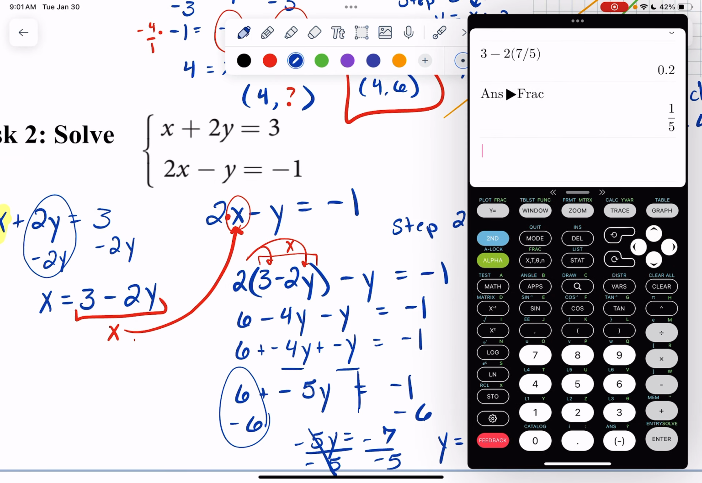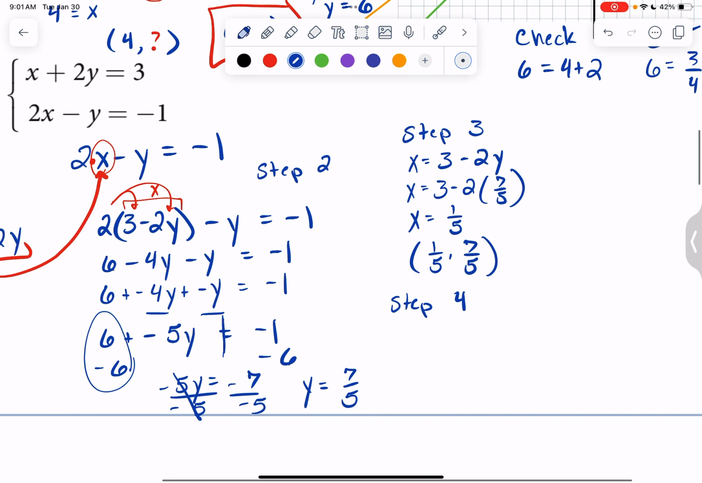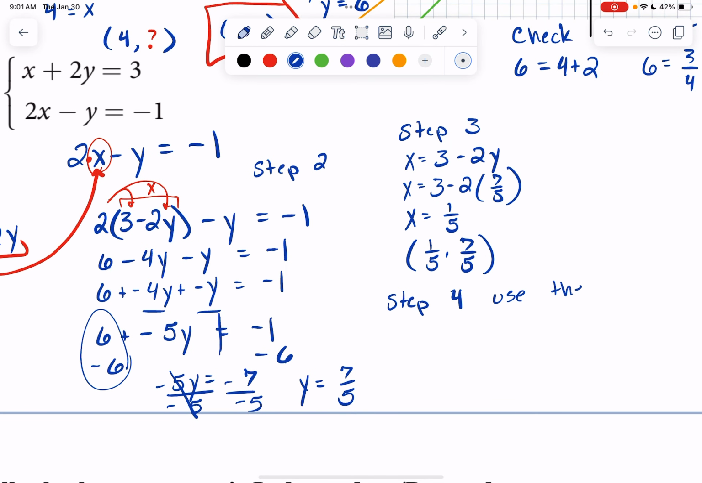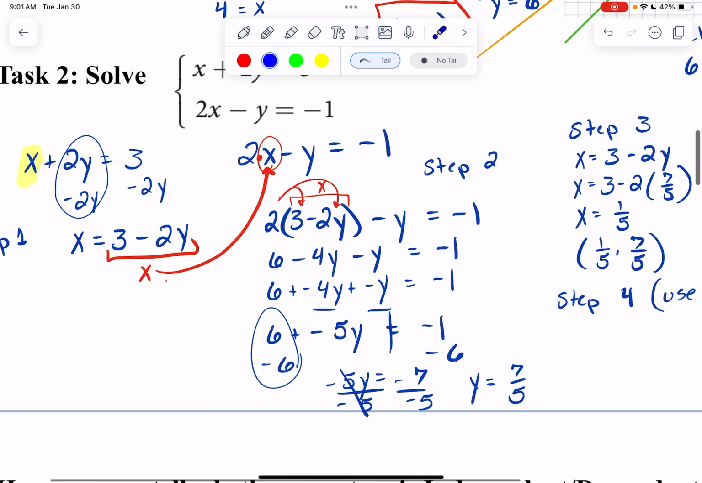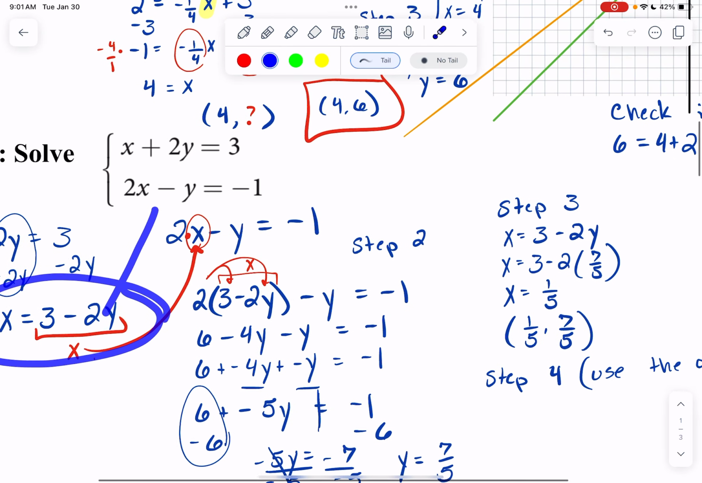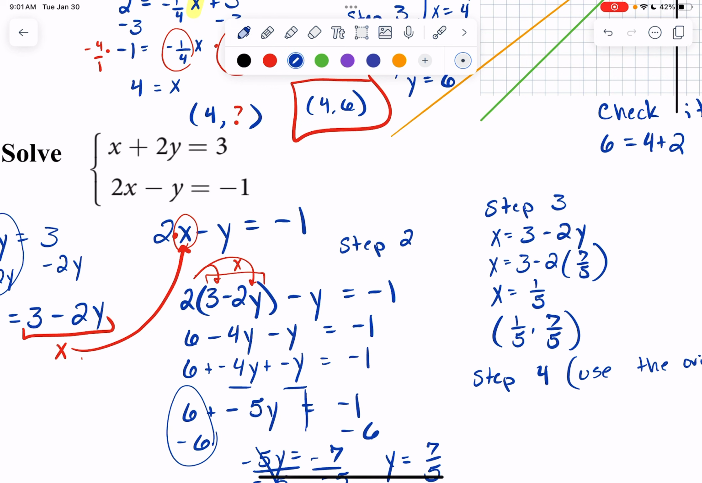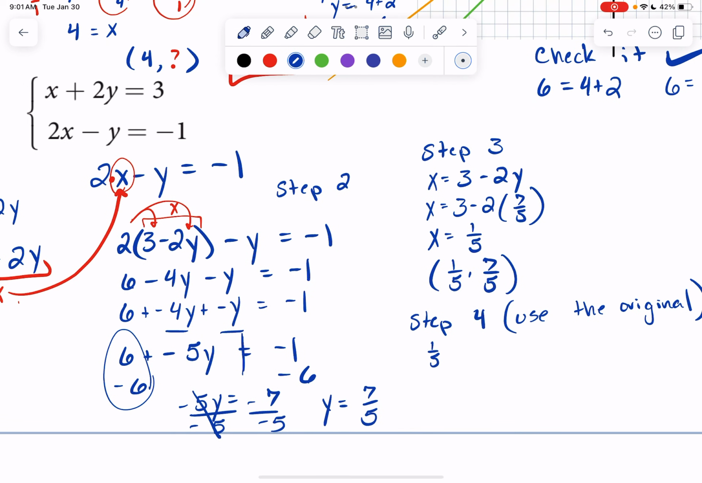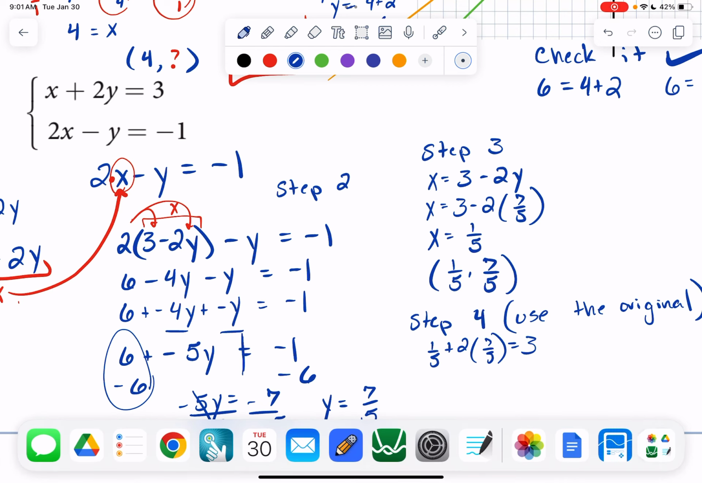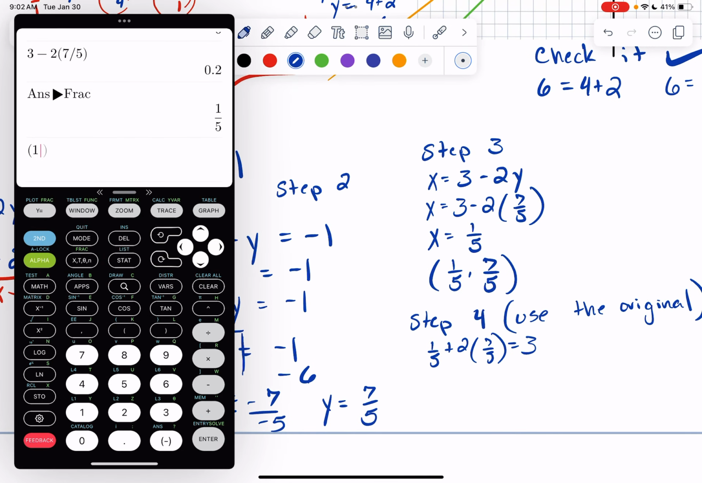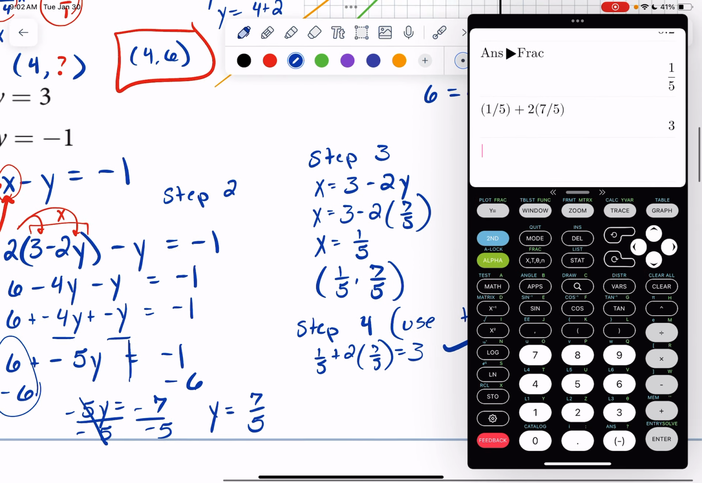Always check it, and for the check, always use the original equations. So step 4, always use the original equations, just in case you made a mistake over here in solving this for x. So we have x, which is 1/5, plus 2 times 7/5. Does that equal 3? Again, calculator's a great tool here. So 1/5 plus 2 times 7/5 does equal 3. Check. That one worked. So now let's try the next one.